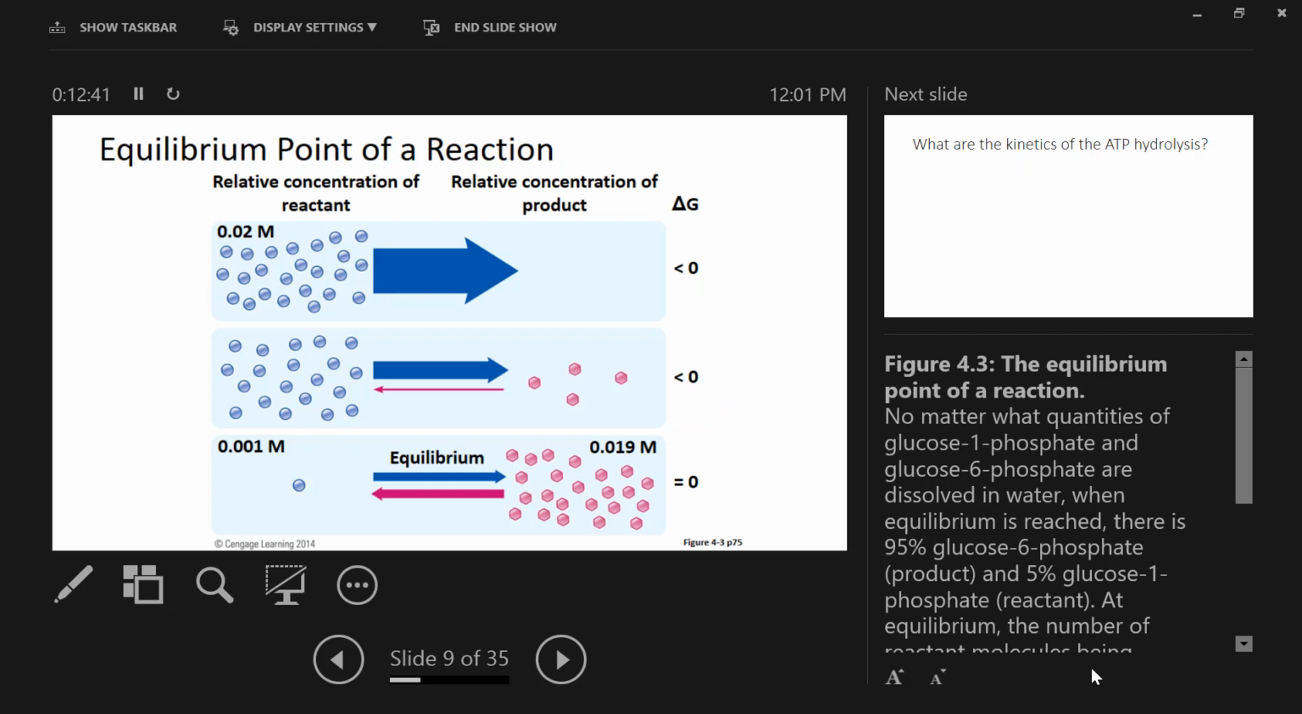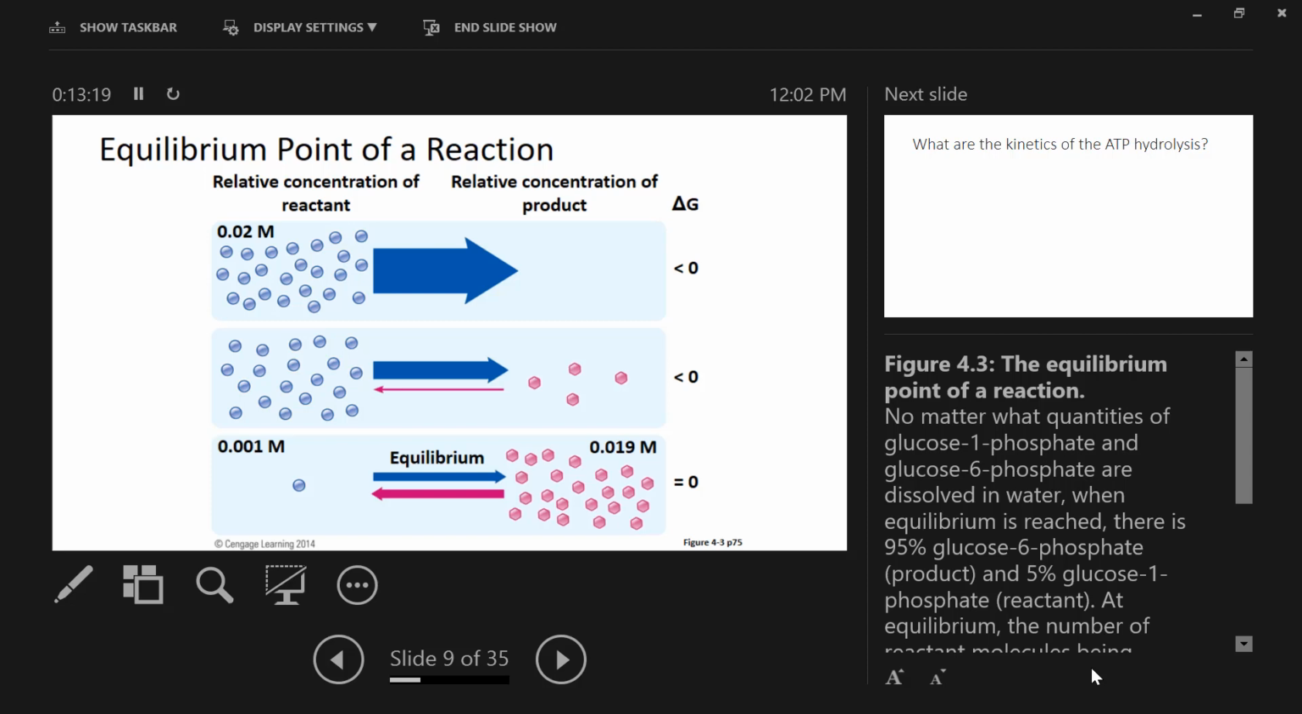Okay, so here's an illustration of the equilibrium point. Here we've got a lot of reactant. We've got this big giant arrow pushing the reaction towards the product side. And under these conditions, your delta G is going to be negative. It's going to be a spontaneous process, right? Here we've got some product already forming, so our forward arrow is not quite as thick, although we are still shifting towards the product side because we have way more reactant than product. Delta G is still less than zero, still negative, still a spontaneous process.